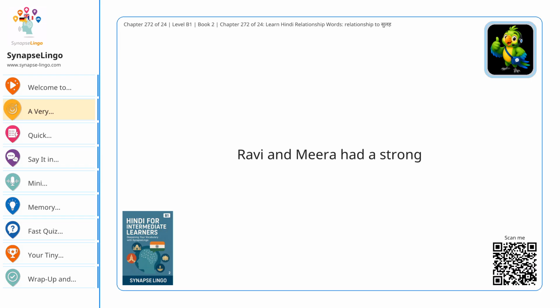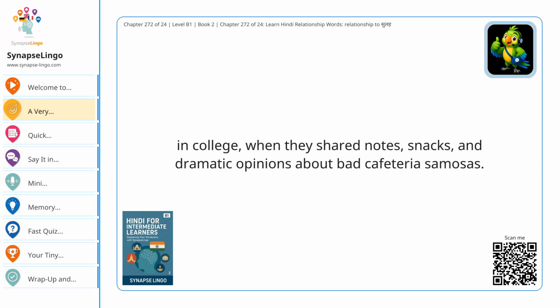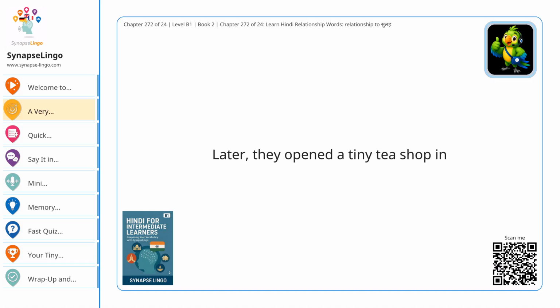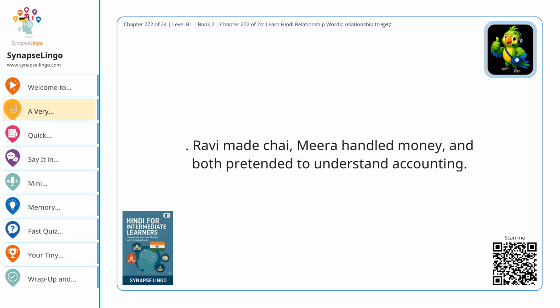Ravi and Meera had a strong संबंध. It started as मित्रता in college, when they shared notes, snacks, and dramatic opinions about bad cafeteria samosas. Later, they opened a tiny tea shop in साझेदारी. Ravi made chai, Meera handled money, and both pretended to understand accounting.